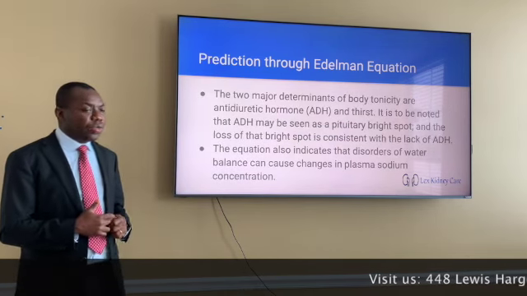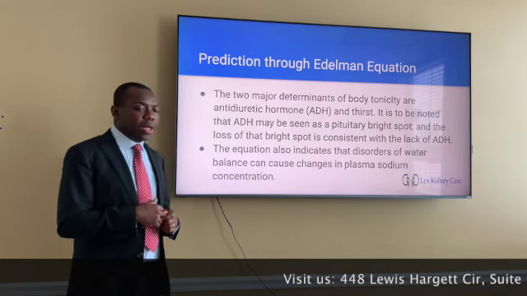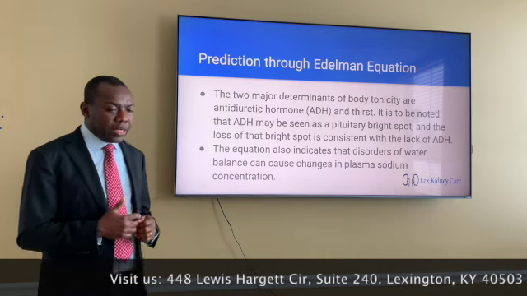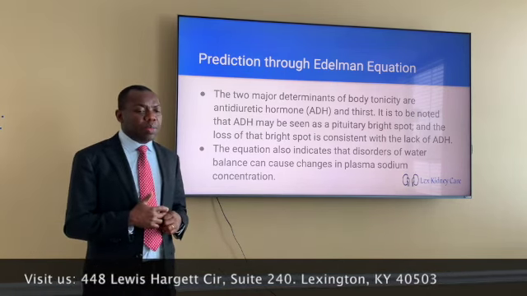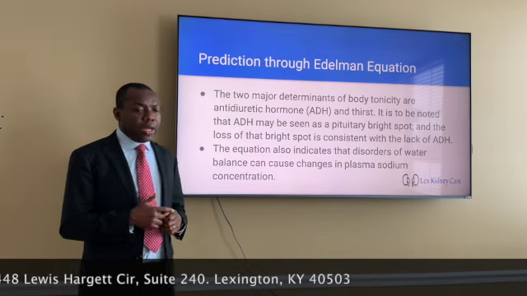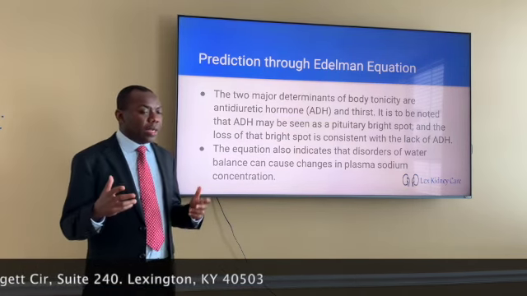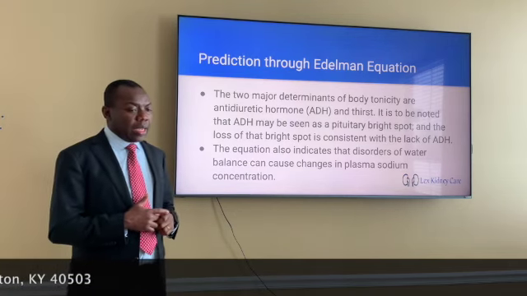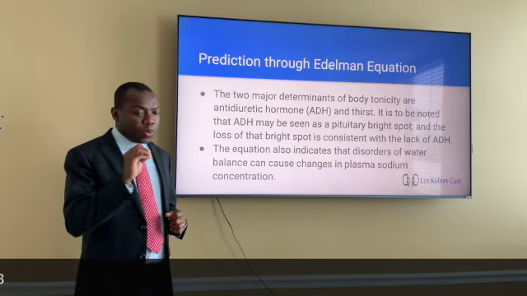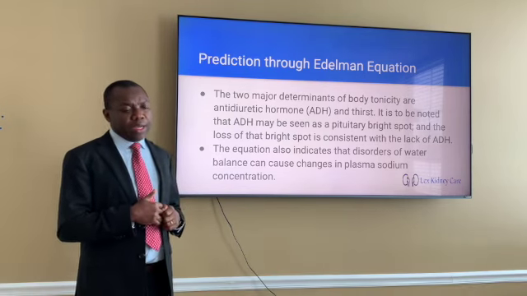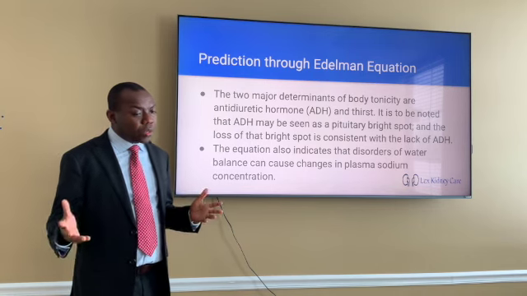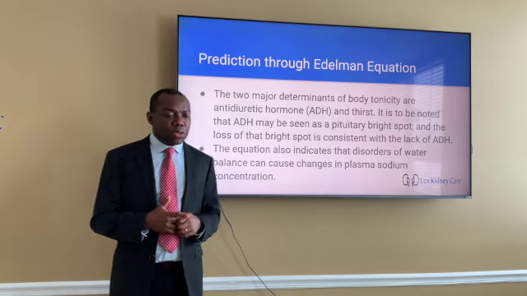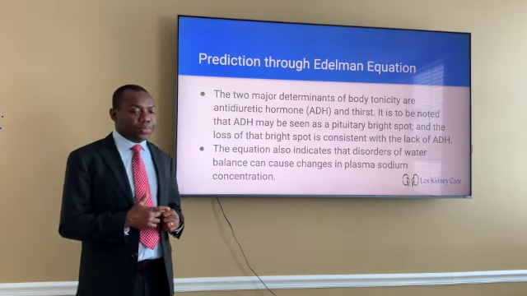Now, the prediction through Edelman's equation also has two major determinants of body tonicity, and these are ADH and thirst. And these are some of the things that you can see on an MRI. If you do an MRI of the brain, you see pituitary bright spots, and those bright spots are consistent with lack of ADH. And the equation also helps indicate the disorders of water balance that can cause changes in the plasma sodium concentration.